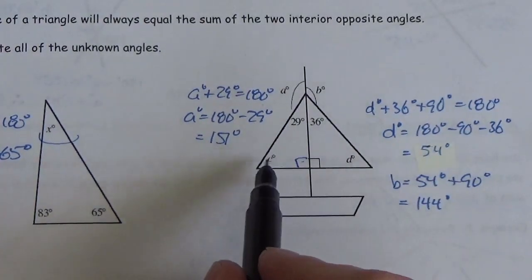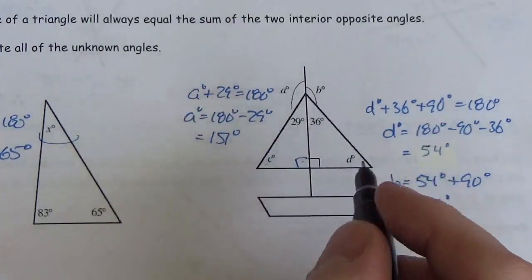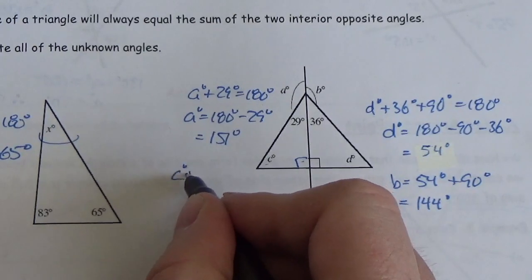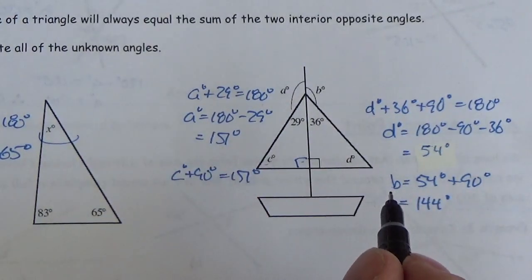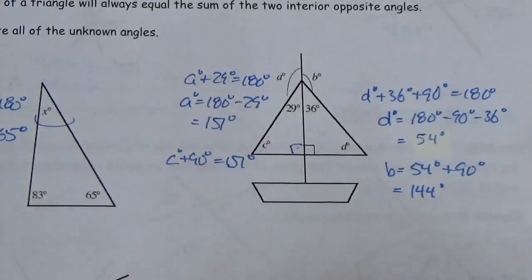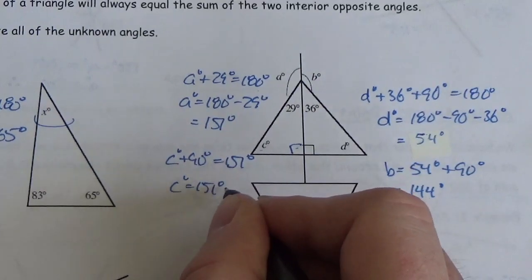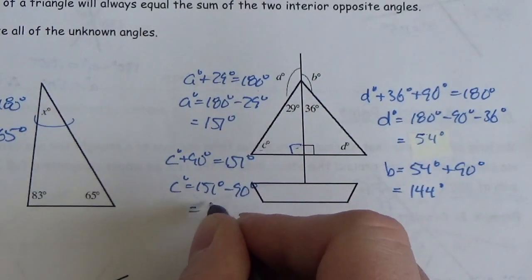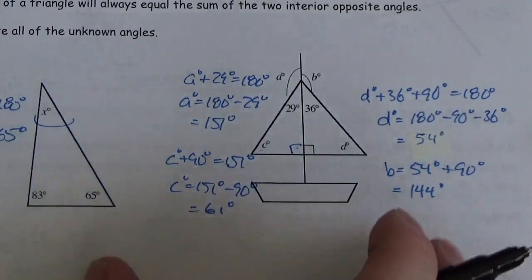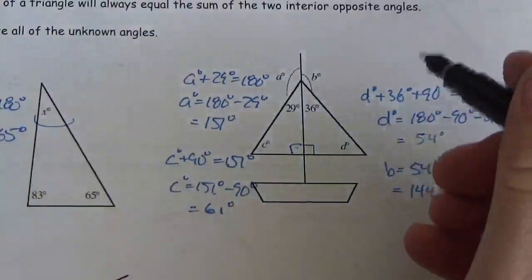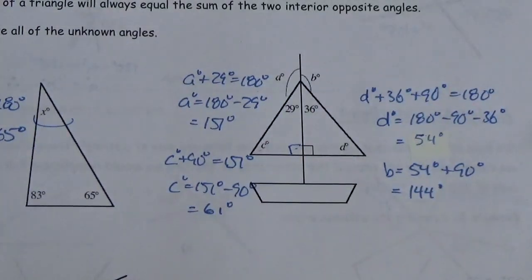I also know that the sum of these two interior opposite angles should be equal to A. So I know that C plus 90 degrees should equal 151 degrees. And so now, if I bring that 90 over, C is going to equal 151 degrees minus 90 degrees, or 61 degrees. Isn't it nice how all those rules work together, and you can use them in two different orders to get the things that you're looking for.